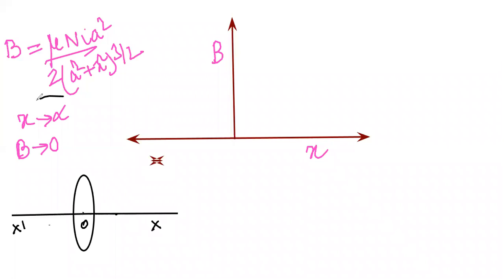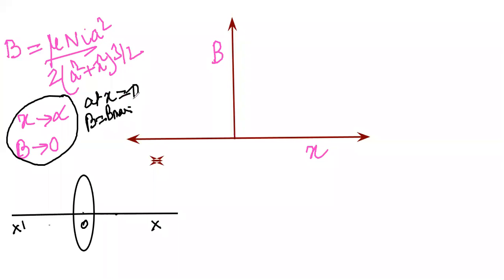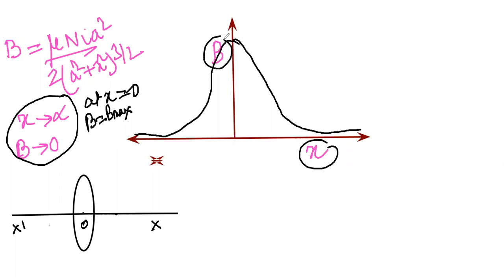So as x tends to infinity, you have already seen B tends to 0, and at x equals to 0, you have seen that the magnetic field intensity is maximum, that we have already found. So the graph will be something like this. This is how the graph will be in both directions. So this will be quite symmetrical. This is how the magnetic field varies with the distance from the center. So we have done today this total proof, which is very, very important.